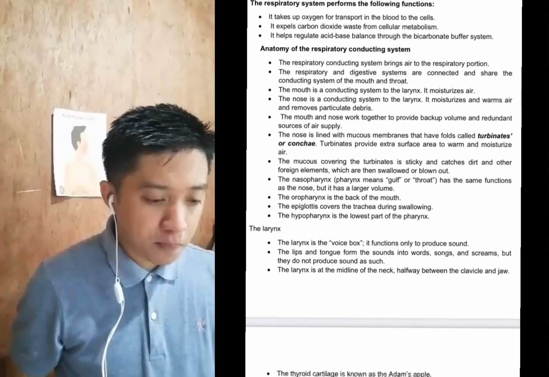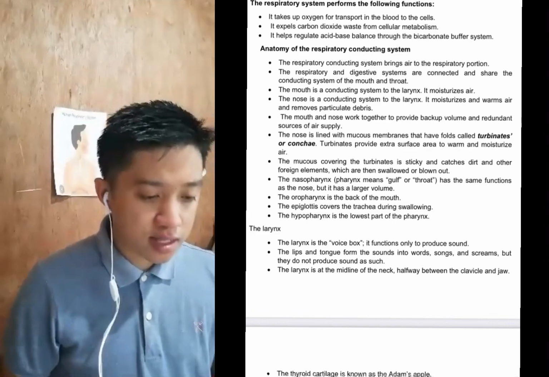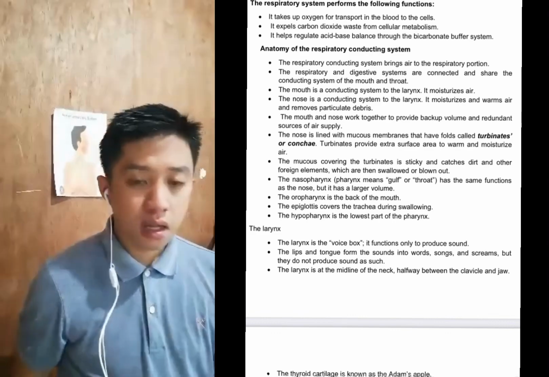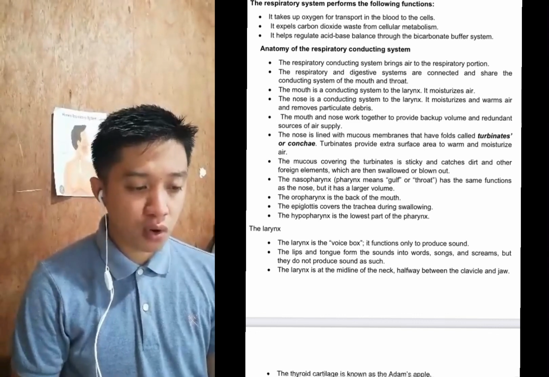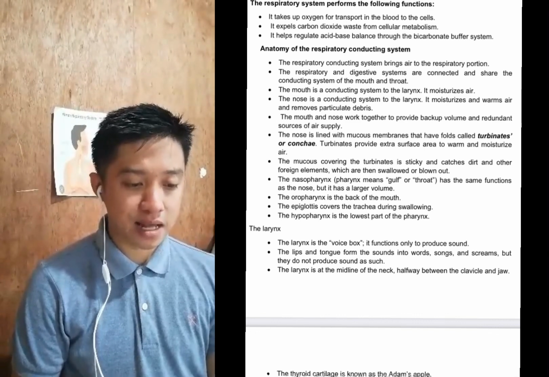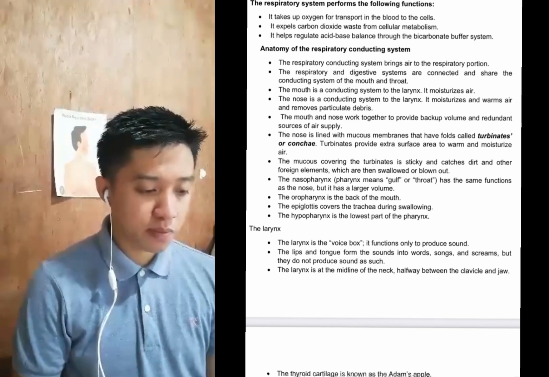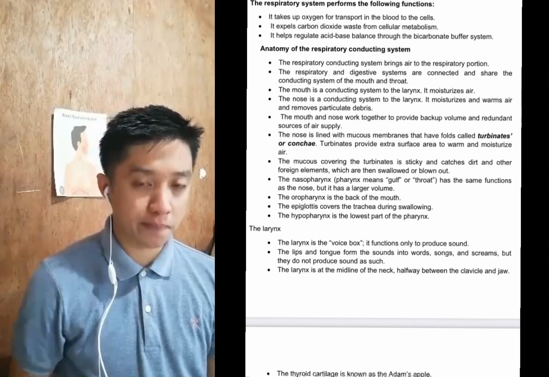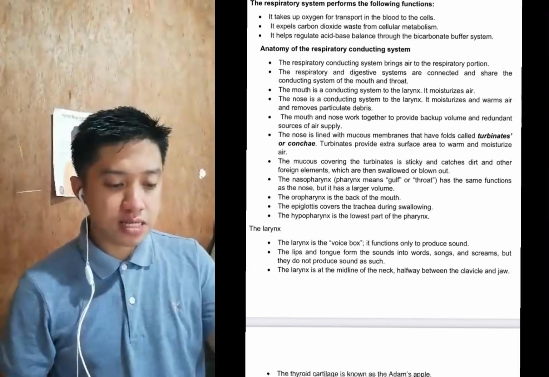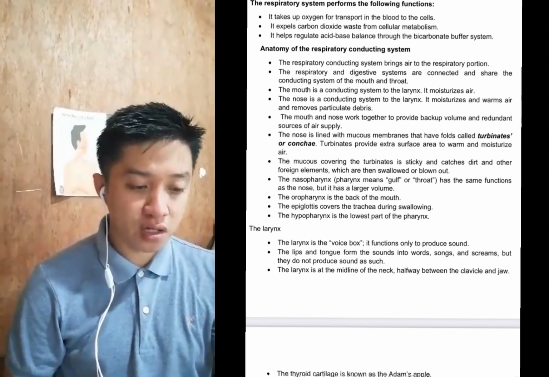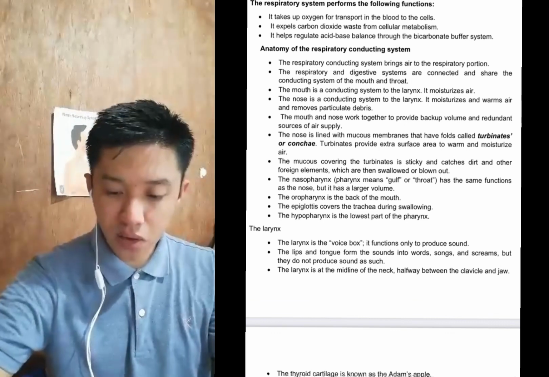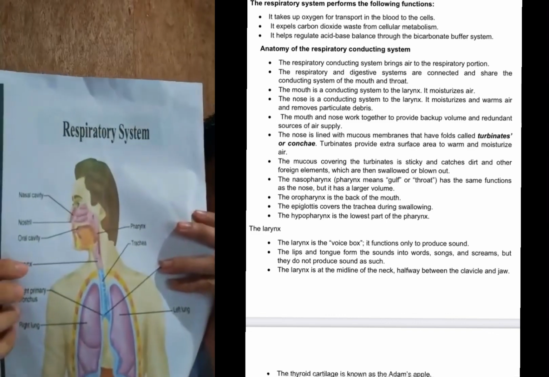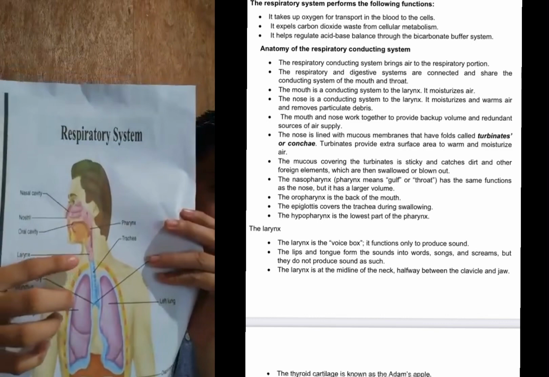The epiglottis covers the trachea during swallowing. The epiglottis is a small, movable lid just above the larynx that prevents food and drink from entering your windpipe. The larynx is the voice box and its function is to produce sounds. So, this is our larynx here.